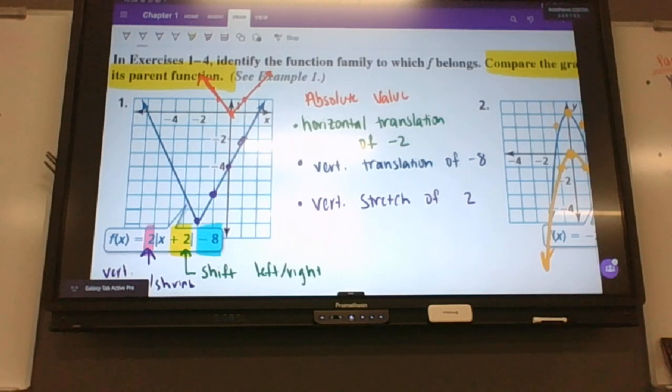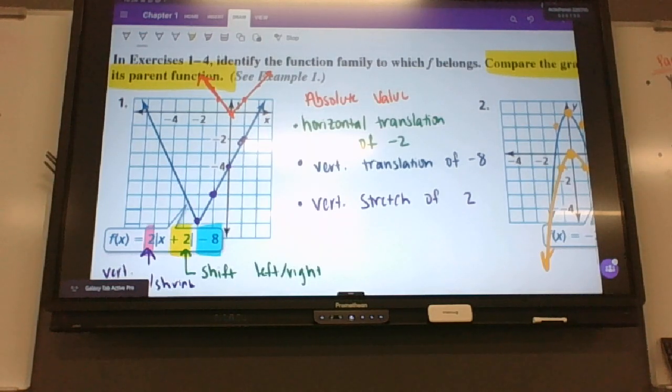This is the information about absolute value. This is the parent absolute value function. And this is how we identify different transformations in that function. The number in front we call A universally. The number in the brackets we call H universally. And the number at the end we call K. It looks the same for all the function families.